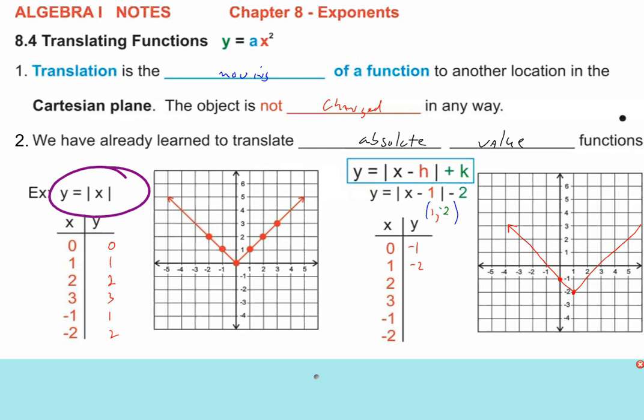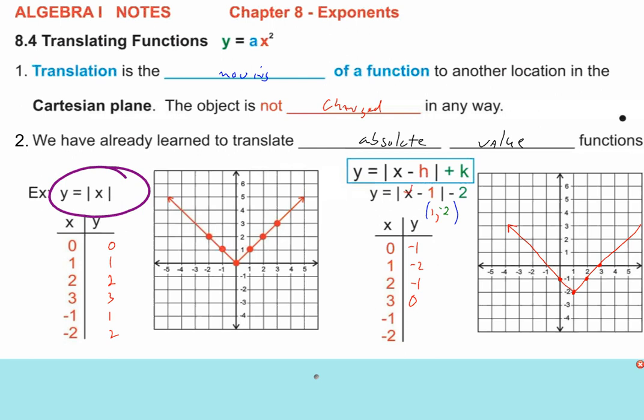Now if I put a 2 in for the x, 2 minus 1 is 1. The absolute value of 1 is 1. 1 minus 2 is -1, and I get the point 2, -1. And that's that point right there. And again, you can see this is going to work when we put in 3. 3 minus 1 is 2. The absolute value of 2 is 2. 2 minus 2 is 0. We get the point 3, 0. And again, I was a little off in my drawing, but it's that point right there.